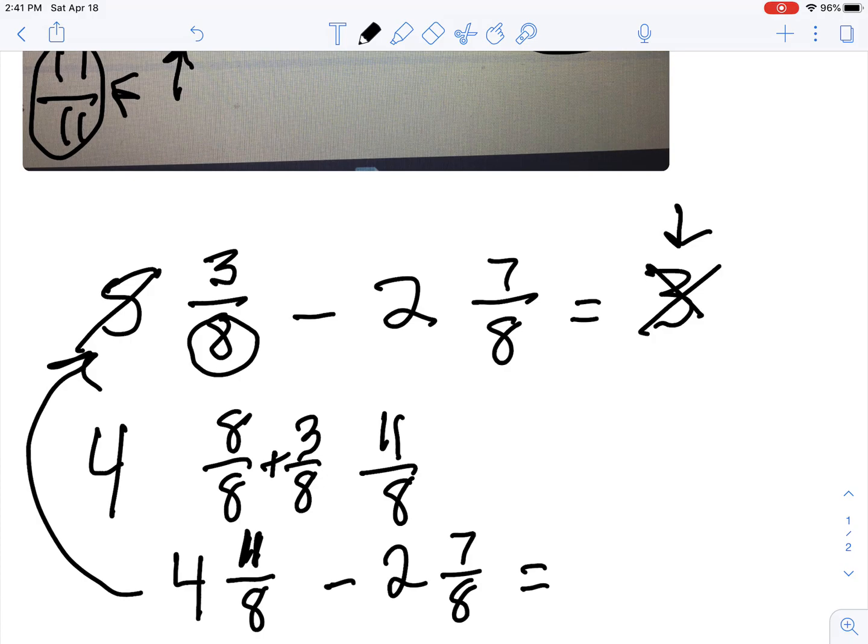So yes, you want to make sure your fraction in the first mixed number is larger than your fraction in the second mixed number. Now I can do my subtraction. 4 minus 2 is 2. 11/8 minus 7/8 is 4/8. So the answer is 2 4/8. So you could even write that as 2 1/2, and you'd be correct.